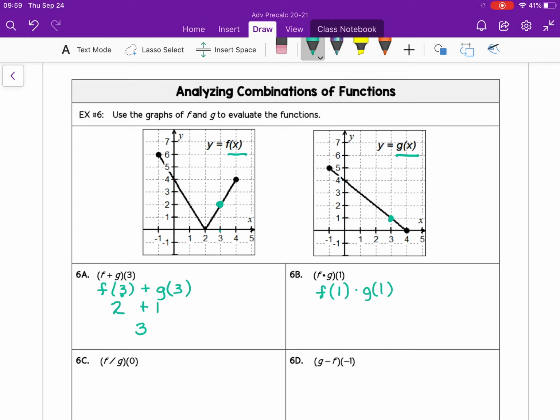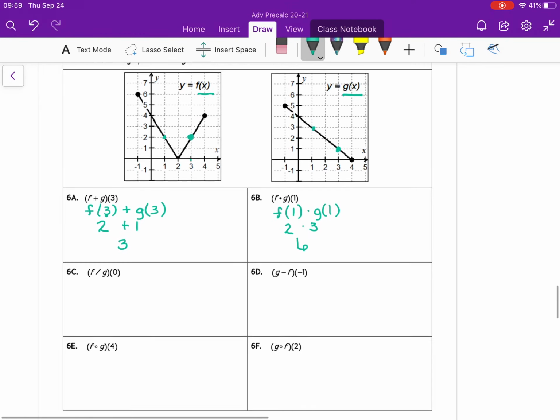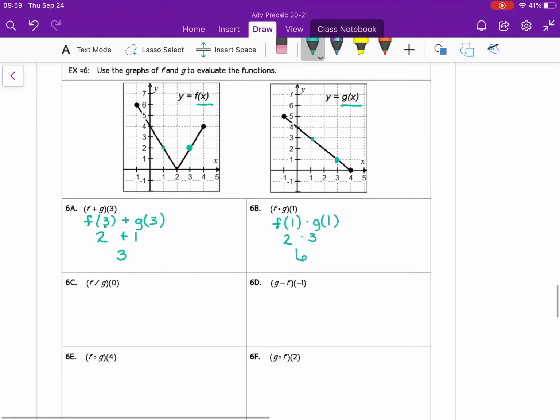Okay, multiplication is just as easy. When f is 1, so f of 1 is 2, g of 1 is 3, 2 times 3 is 6. Try to zoom this out without making it too small so that we can see the graph and the problem.